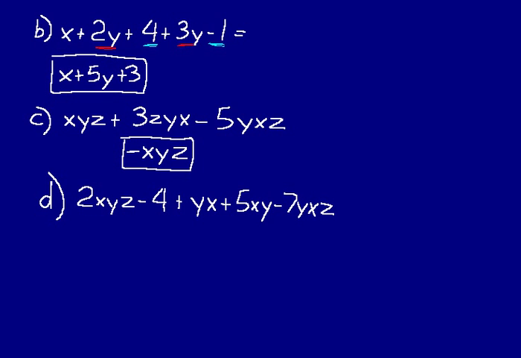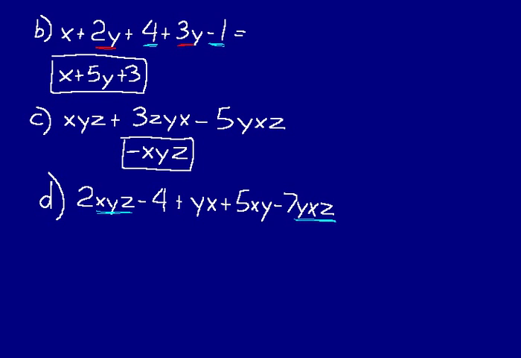Let's do another one. Practice problem D. 2xyz minus 4 plus yx plus 5xy minus 7yxz. I want you to simplify that problem by adding the like terms. Well, let's just go through this. There's several different terms in here if you just look at it real quickly. And we can see that there's an xyz. So there's another yxz, which is the same thing as xyz. So let's underline those in blue so that we know that those two are like terms.